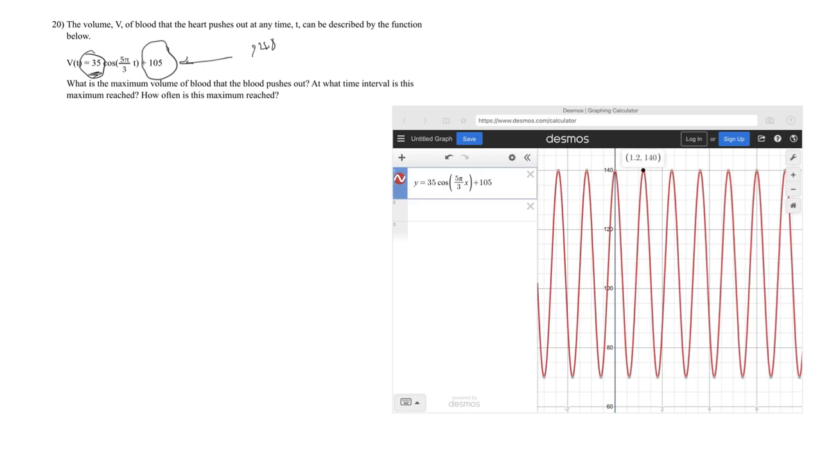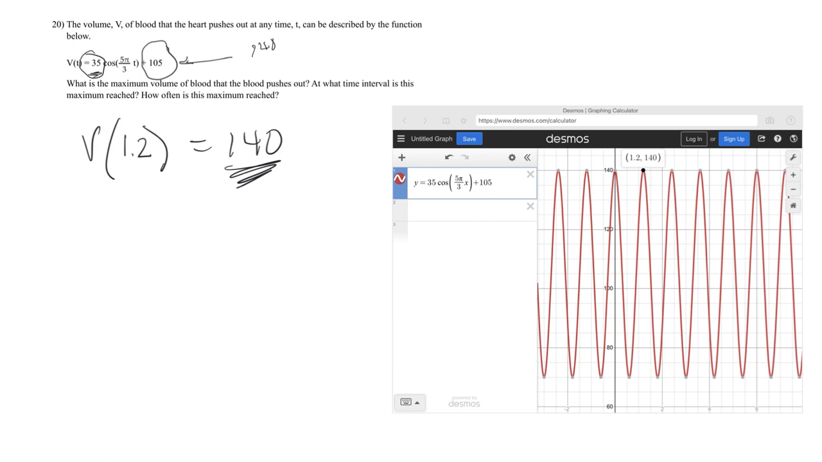So at 1.2 seconds, the volume of blood is 140. So the volume of blood at 1.2 seconds is equal to 140. So that would be the max that it pushes out.